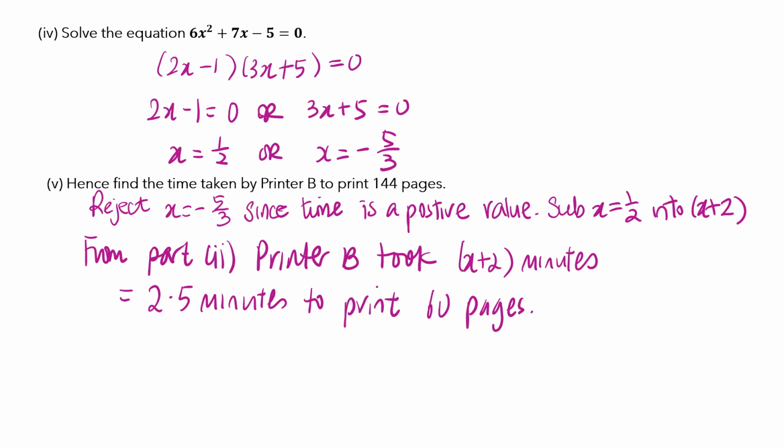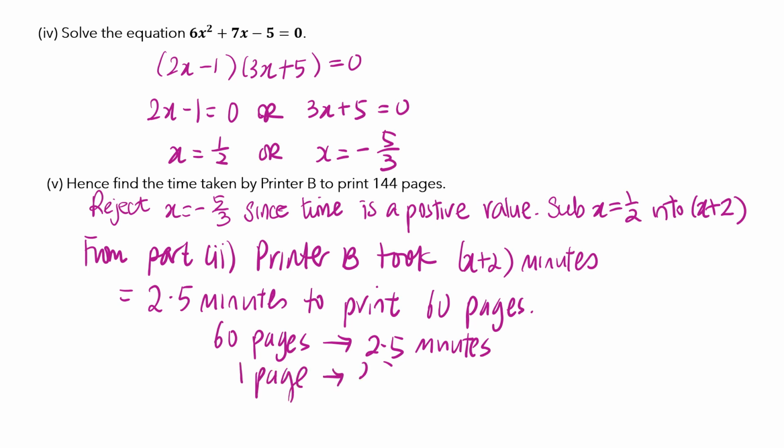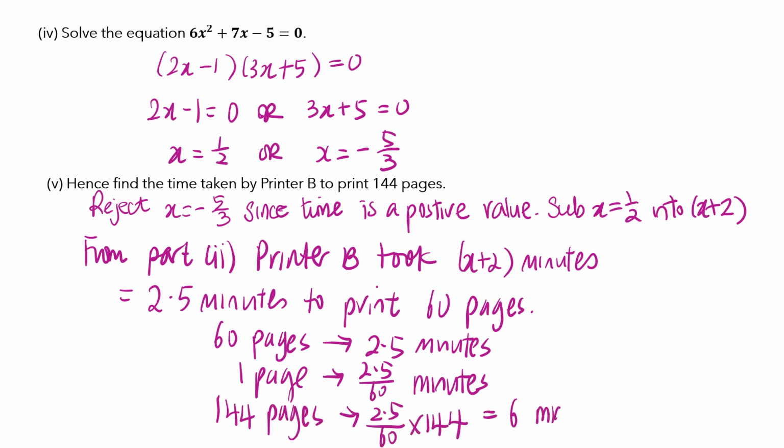And printer B took 2.5 minutes to print 60 pages. Okay, if you go back to look at the question, printer B took 2.5 minutes to print 60 pages. So therefore, to print one page, it will take 2.5 divided by 60. And to print 144 pages, it will be 2.5 over 60 times 144, which gives you 6 minutes. So therefore, printer B will take 6 minutes to print 144 pages. Right, so this is how we solve this question.